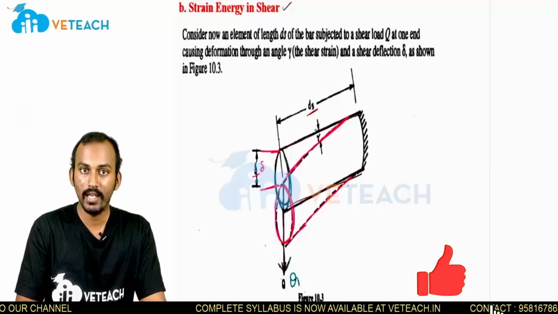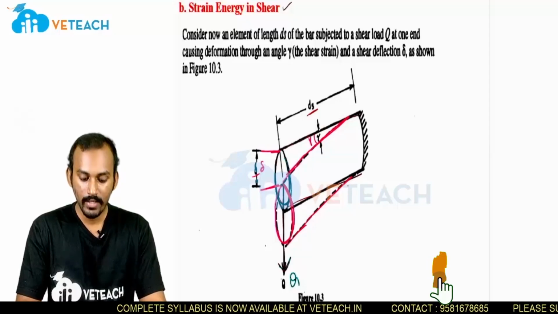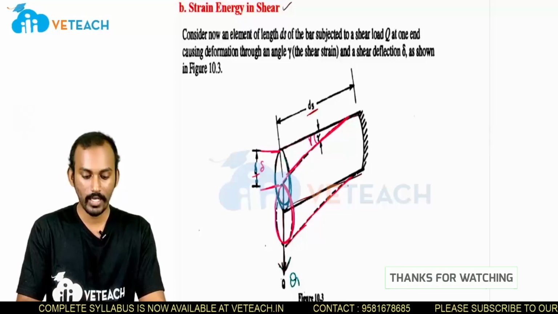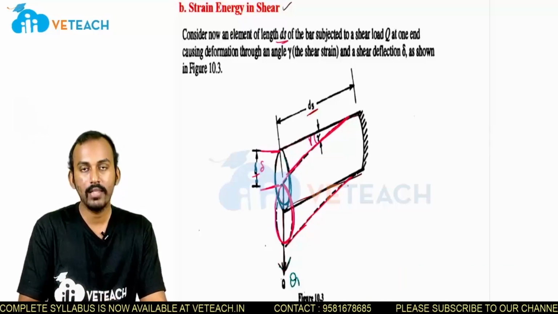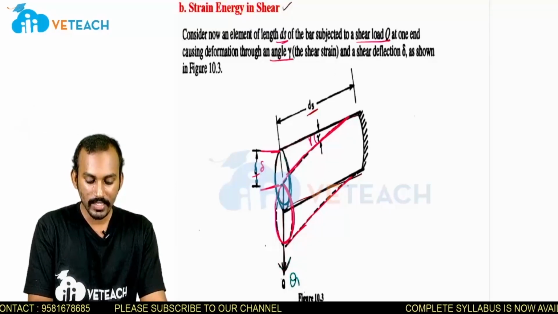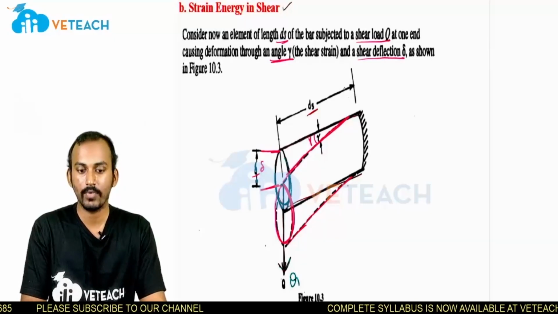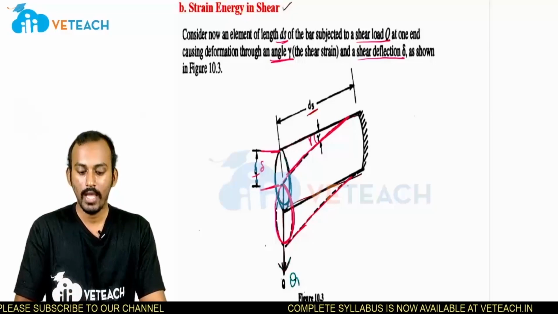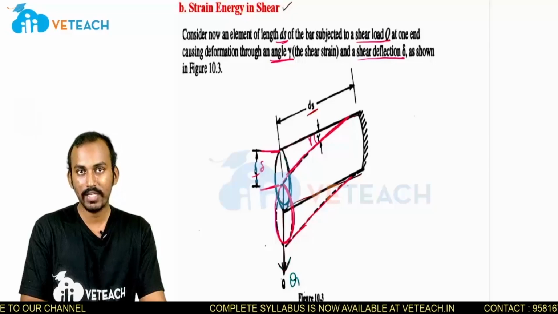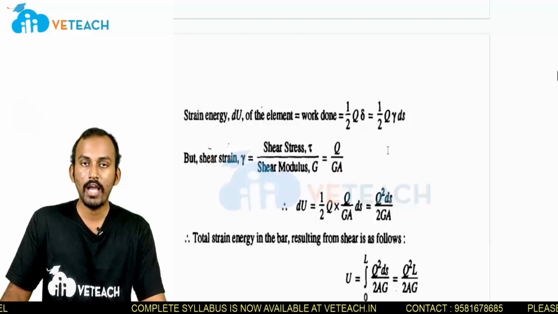In terms of angle, let's say gamma is the angle. Initially it is a straight line, but it is deformed by a certain angle, that is gamma. So I am considering a small element of length ds subjected to a shear load Q. Because of that, it causes a small deformation of angle gamma and a shear deflection of delta. Now, by considering this, we have to derive the expression.